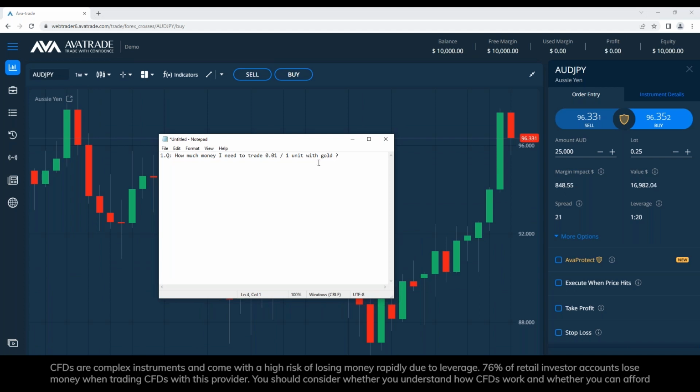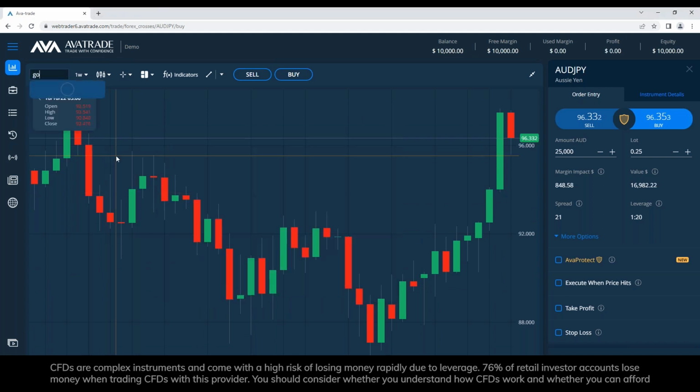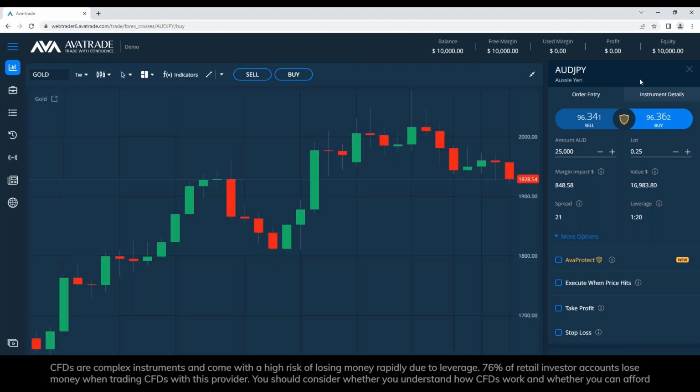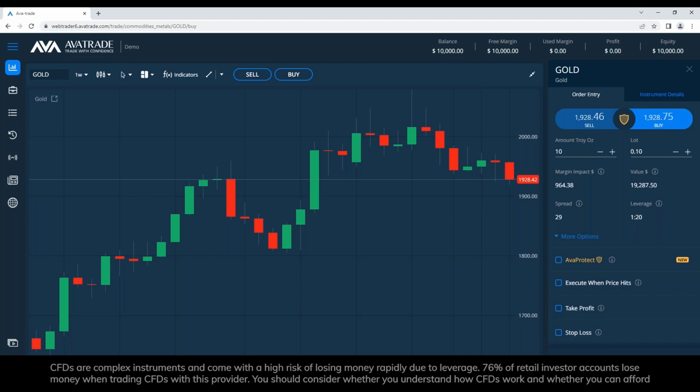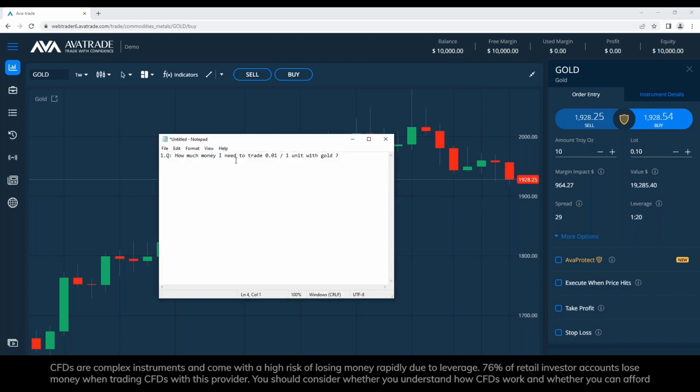The question was about gold. Therefore, let's search gold. Put it in the search field. I click it from the list. It hasn't changed over here, so I must again click sell or buy to make it appear. Okay, how much money? I think it should be this way. Do I need, right, to trade 0.01. So guys, 0.01 equals 1 unit.